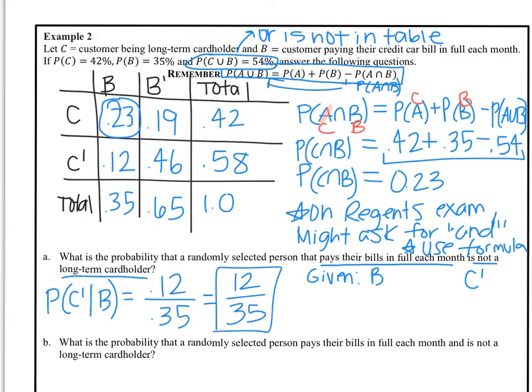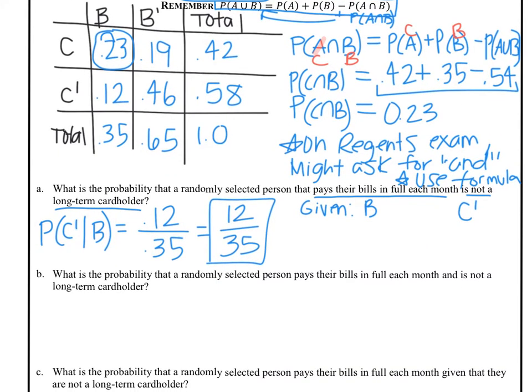Okay, all right, scrolling down a little here. Part B, what is the probability that a randomly selected person pays their bill in full each month? So B. And so we're doing the AND is not a card holder, so not C. So we're going to find the probability of B and not C.